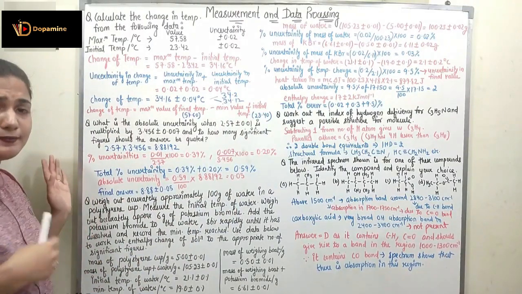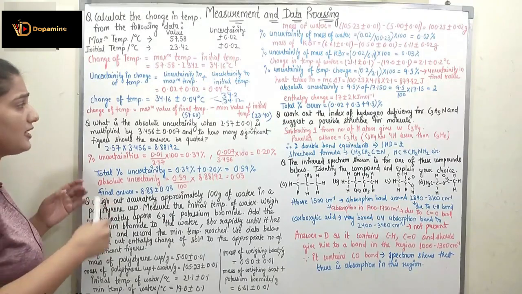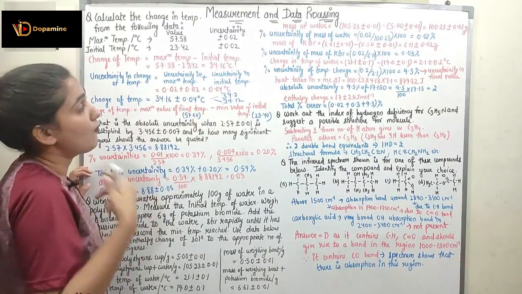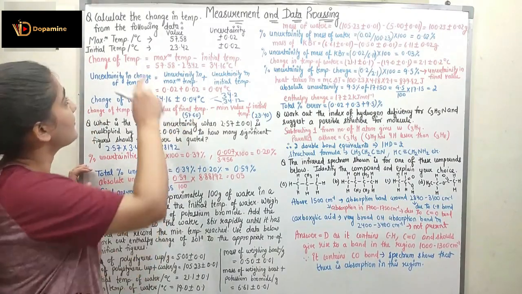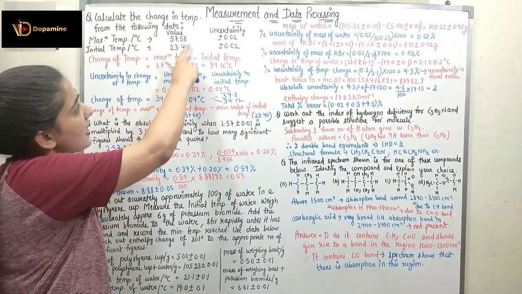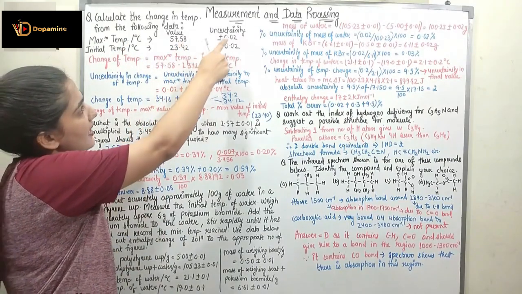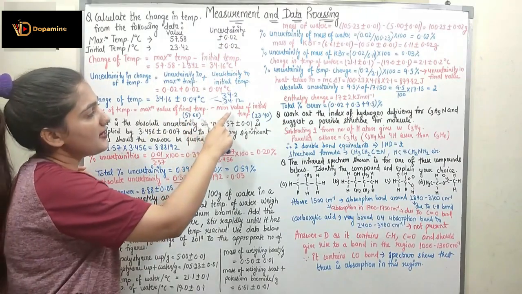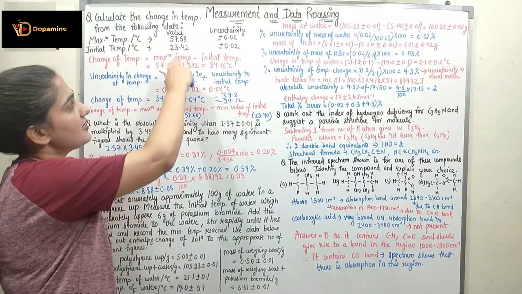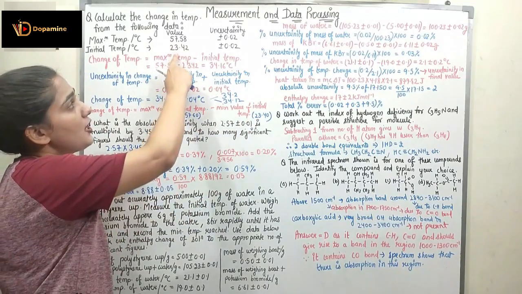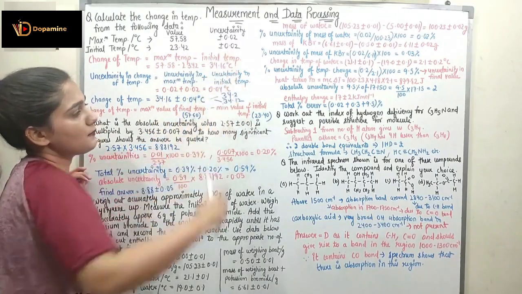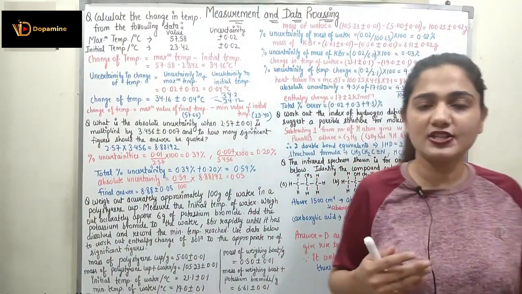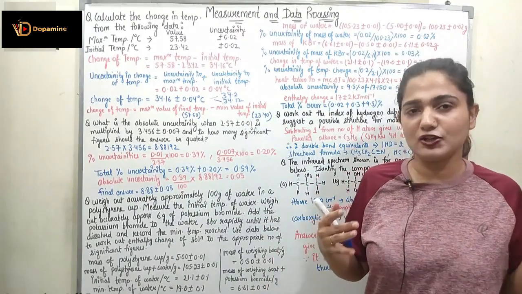Other than that, how am I going to calculate the change in temperature? The change in temperature would be the maximum value of the final temperature minus the minimum value of the initial temperature. What would be the maximum value of the final temperature? Its maximum value would be 57.58 plus 0.02, which is 57.60, minus the minimum value of the initial temperature. Its minimum value would be 23.42 minus 0.02, that is 23.40. So I can take these two into consideration and I can get the upward range of the change of the temperature.